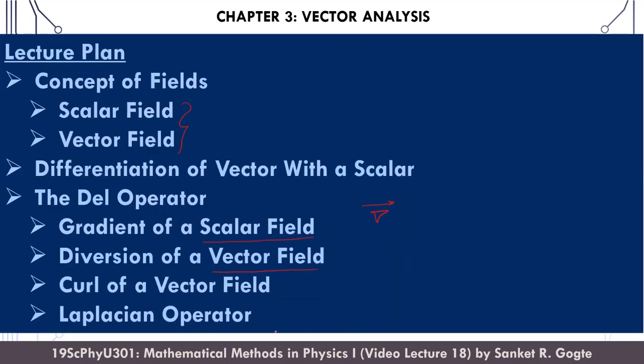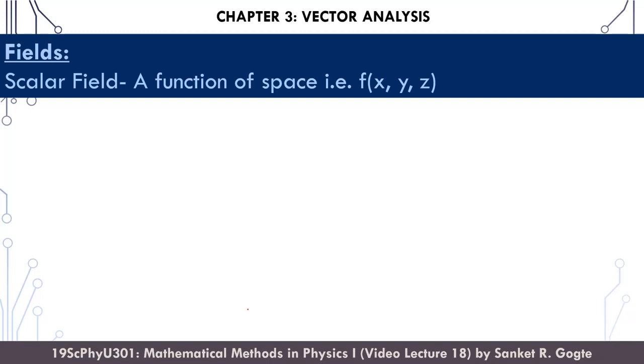When we take dot product of that operator with a vector, then we get a scalar quantity, which is called the divergence of the vector. Whereas if we calculate cross product of del with the vector field, then we get a vector field, which is called the curl of the vector field. And finally, we will see another operator which is derived from this del operator, which is the second order differential vector operator. Let's begin by considering the scalar field first.